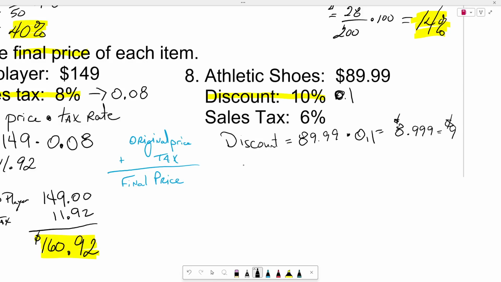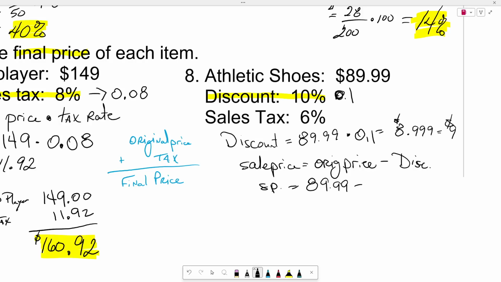So to find my sell price, I start with the original price, then I subtract the discount. So my sell price, what we call SP, take the original price, which is $89.99. My discount is $9. So I see that it is $80.99.